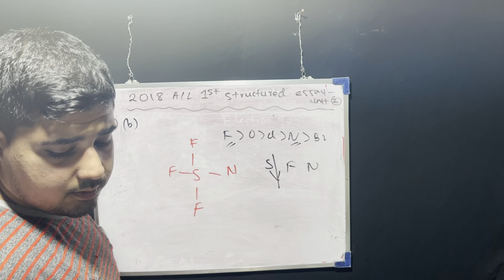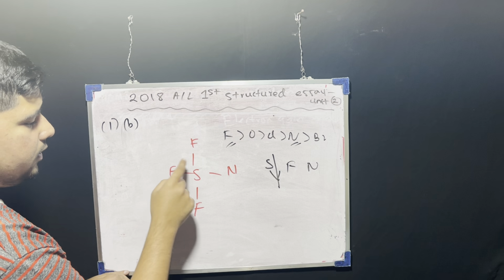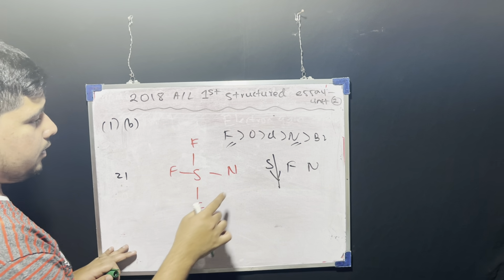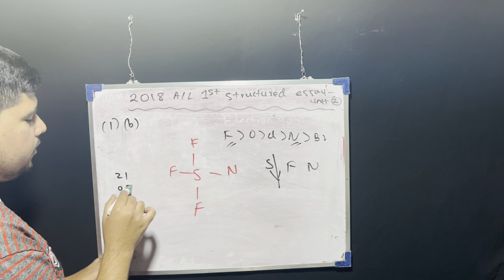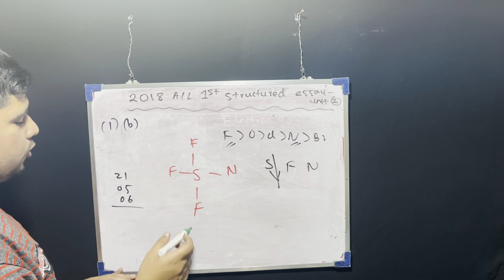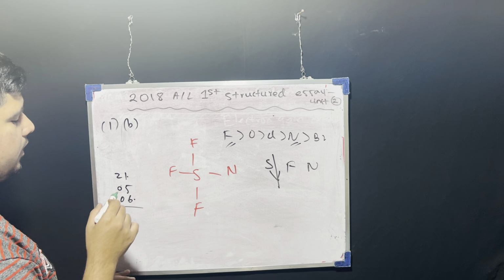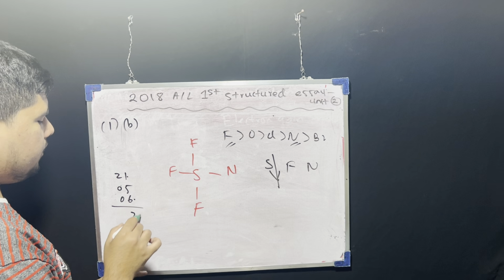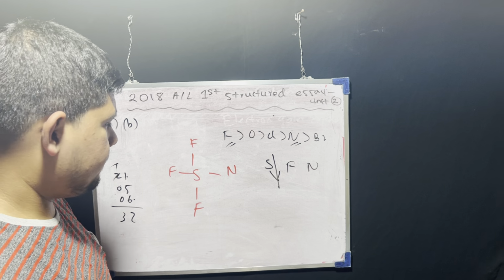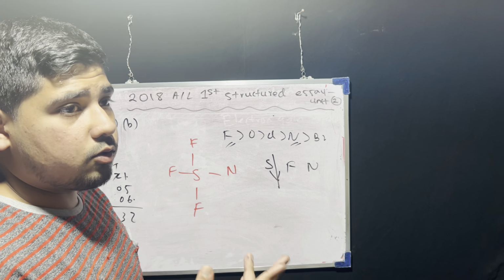Now we'll consider the total number of valence electrons. 7 plus 7 plus 7, that is 21, plus 5. For sulfur it's 6. So 21 plus 6 is 27, 27 plus 5 is 32. 32 is the total number of valence electrons.